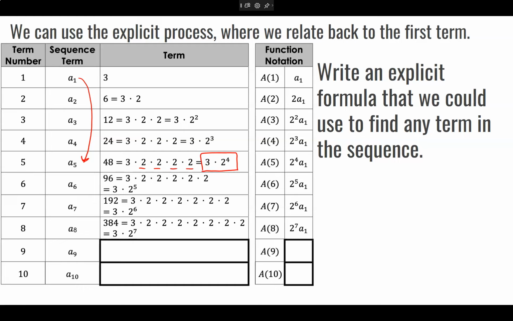Okay? So to get to my 9th term, which we already know is 768, I can take my first term and multiply it by my ratio how many times? 8 times. Good. To get from my first term to my 9th term, we multiply my ratio 8 different times. So that's 2 to the power of 8 times my first term. Our 10th term, which we already know is 1536, was our first term times my ratio how many times? 9 times. Good.